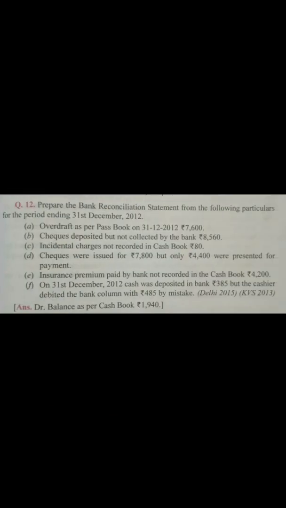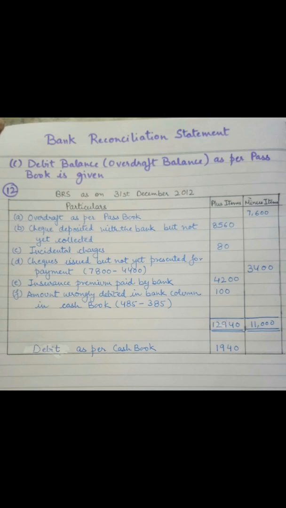Now the E1, insurance premium paid by the bank not recorded in the cash book, 4,200 rupees. So you can see in particulars, E1, insurance premium paid by the bank, 4,200 rupees, in the plus column we have to write.